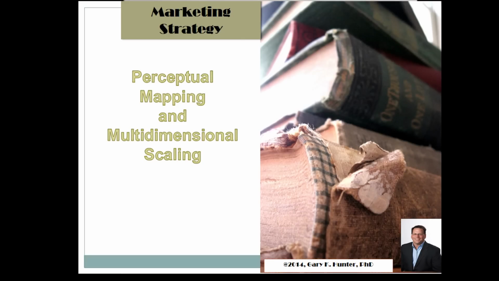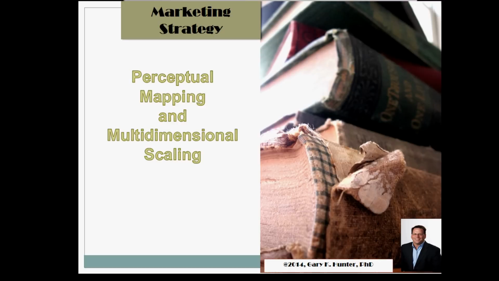Steve needs numbers, right? So how do we get Steve numbers? We do surveys, right? What else do we do? Focus groups. Okay, so those are still kind of qualitative, right? Perceptual mapping. We could do perceptual mapping, right?